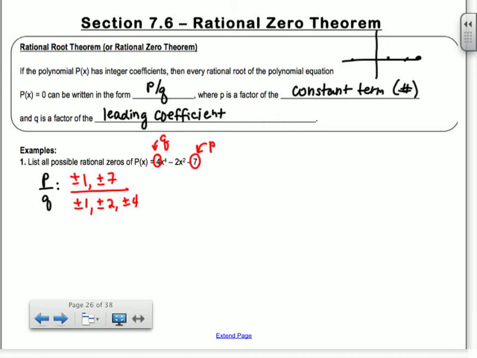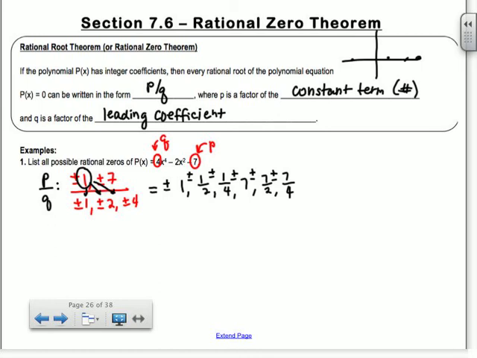So that means our possible rational zeros, if I was going to write them out individually, you'd have every combination. So 1 over 1, which is 1, 1 over 2, 1 over 4. You could have 7 over 1, 7 over 2, 7 over 4. And they could all be plus or minus. So that's 12 different possibilities. Out of an infinite number of rational possibilities, we've narrowed it down to 12, which is pretty cool.